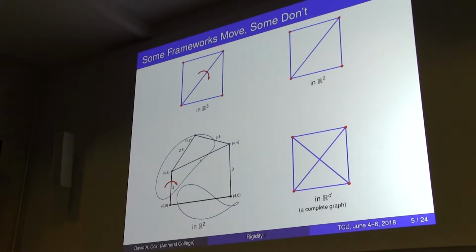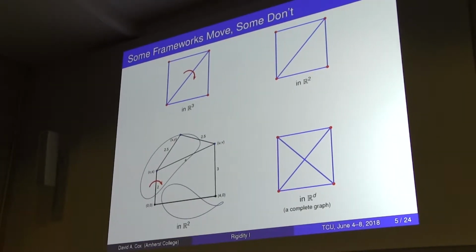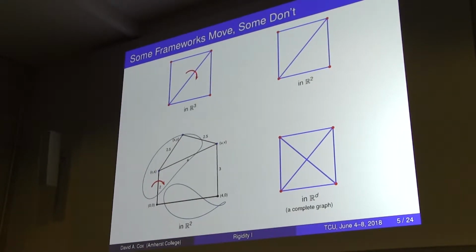And it turns out, some frameworks move, some don't, and sometimes whether it moves or not depends on the dimension. So for example, if I take this square with a diagonal, well, if I happen to be in three-dimensional space, I can just take this upper triangle and flip it over the diagonal to the lower one. So this guy moves. Whereas in this one, if I'm in the plane, basically the only way to move this thing is just to move the whole thing by a rigid motion.